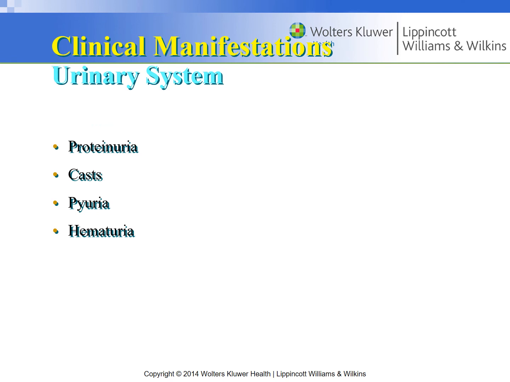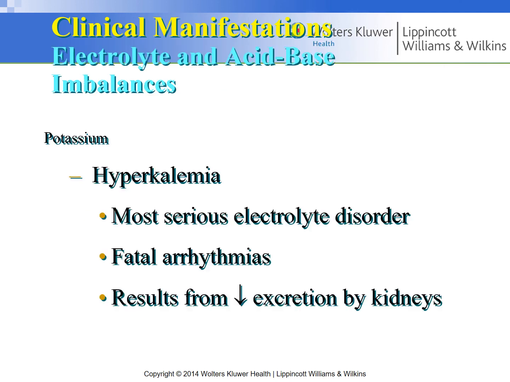With our urinary system, our urine is going to have lots of protein. We're going to have casts. Pyuria is pus, and possibly hematuria as well, blood in the urine. Electrolyte imbalances, we've already mentioned hyperkalemia, and that's probably our most serious one that we're worried about because it can cause fatal arrhythmias. Again, it occurs because we're not getting rid of it.